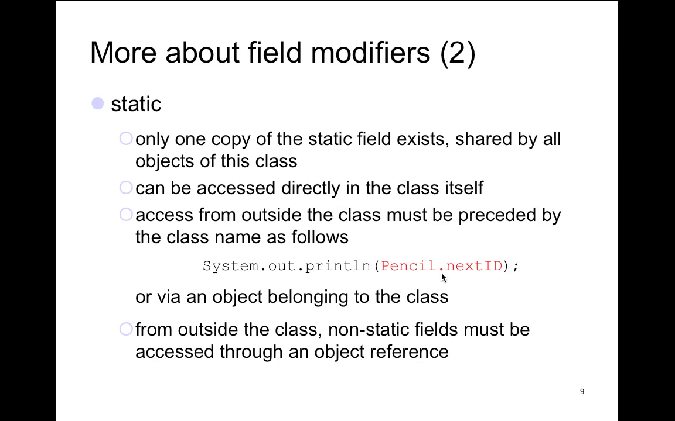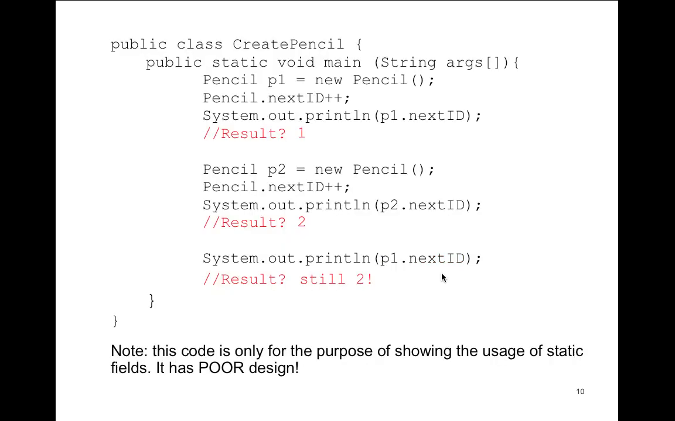So I could say p1.nextID, or I could say pencil.nextID. It depends on how I want to change it. Static just pretty much breaks the rules for us in terms of accessing those variables. So from outside of the class, non-static fields must be accessed through the object reference, in terms of its definition.